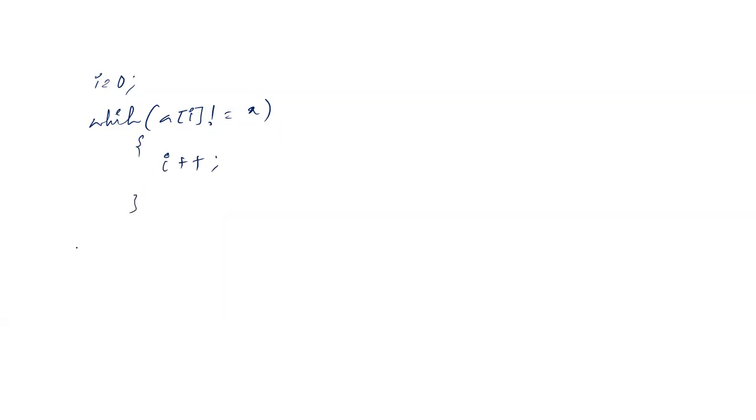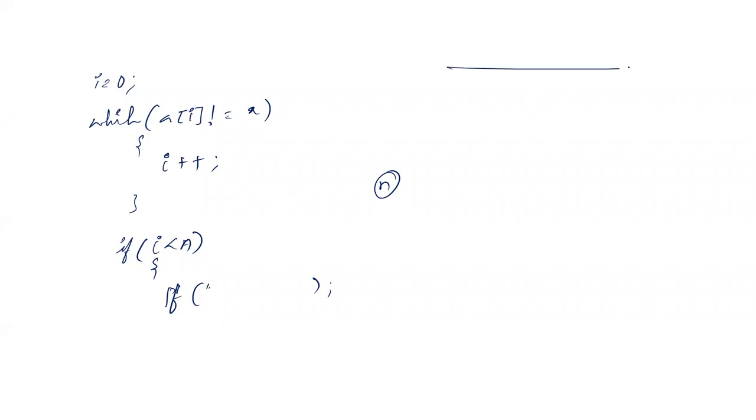Then how do we check here? If i is less than n, then the position is found. printf the element is found at the position. And then we are not crossing up to n. If we have gone up to n, that means we have crossed all the elements.